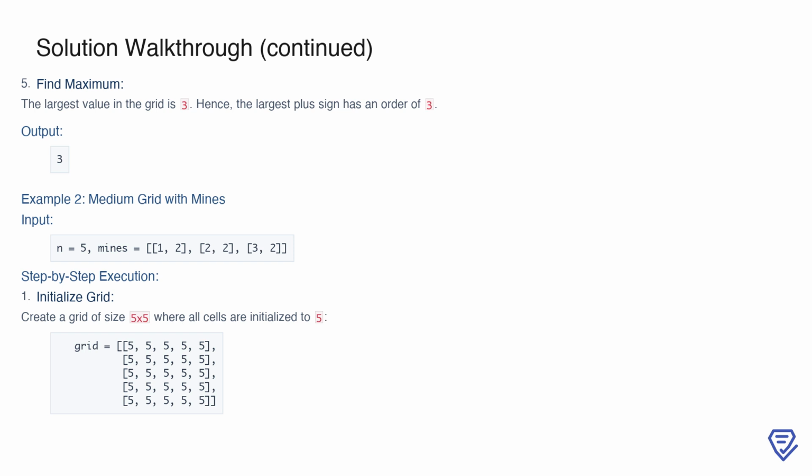For the next example, we analyze a medium-sized grid with mines placed at specific locations. Here, the input specifies a grid size of 5 by 5 with mines located at positions 1, 2, 2, 2, and 3, 2. We start by initializing the grid, setting all cells to the maximum possible arm length of 5. This initial state assumes no restrictions before we account for the mines.